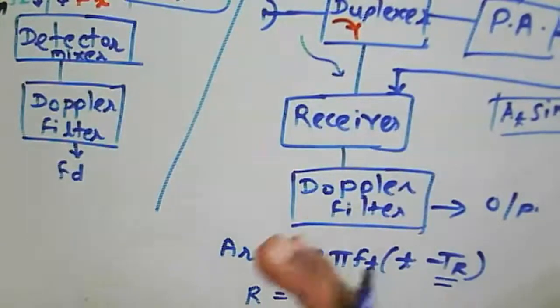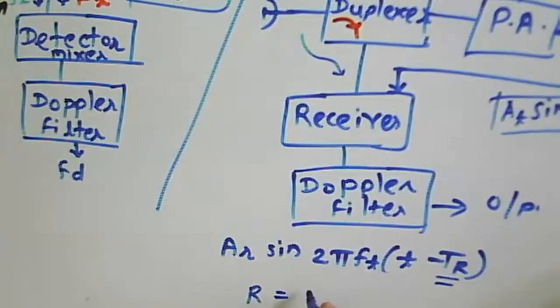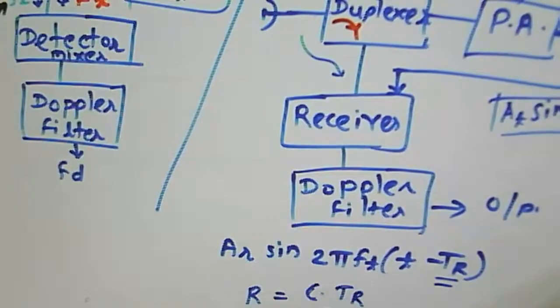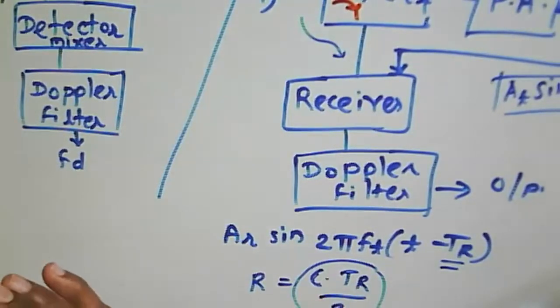Okay, because we need to identify a moving target. So in that case, the range will not be only the range defined as C times TR divided by 2. It's not only this reference range, because the range will always change because the target is moving. So this is the initial range, and then the range is changing because the target is moving. If the target is moving, that's why R is changing.